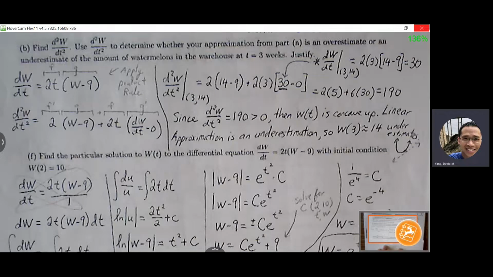Okay, does anybody still need to look at part B? Good.